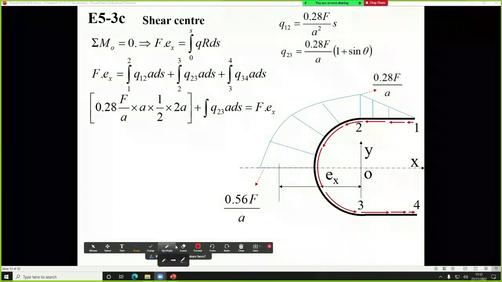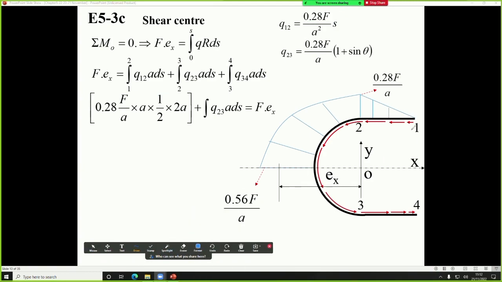So if this is the resultant force here, and this is the resultant force here, the area of this triangle is equal to this resultant force. So this is this area, and the distance between these two is 2a.